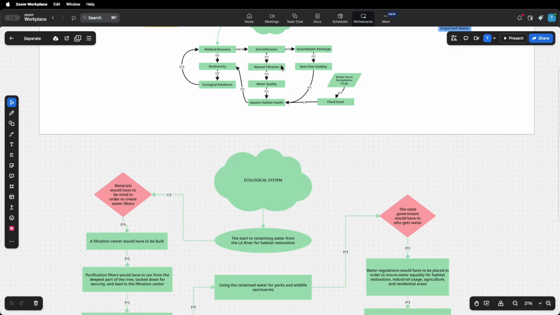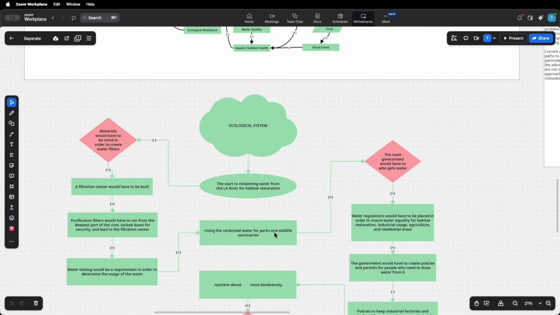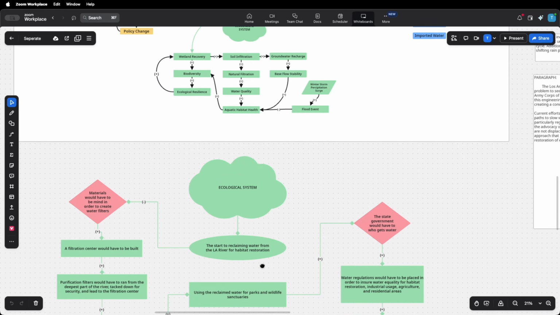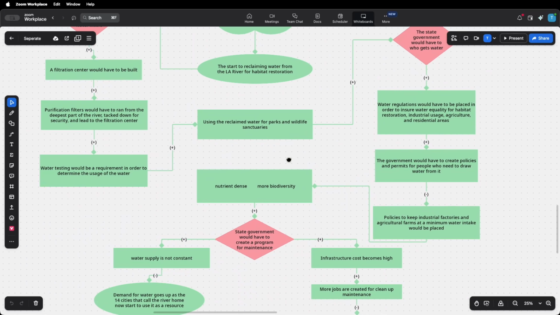And then also you have nutrient dense and more biodiversity. There were more words here. I forget. I tried recording it once and I got rid of them because I was making an example, but I forgot to put them back. But this nutrient dense would basically be pretty much like soil infiltration leads to natural filtration, leads to better water quality. I would like to say nutrient dense is here because we're creating a healthier soil, and more biodiversity.